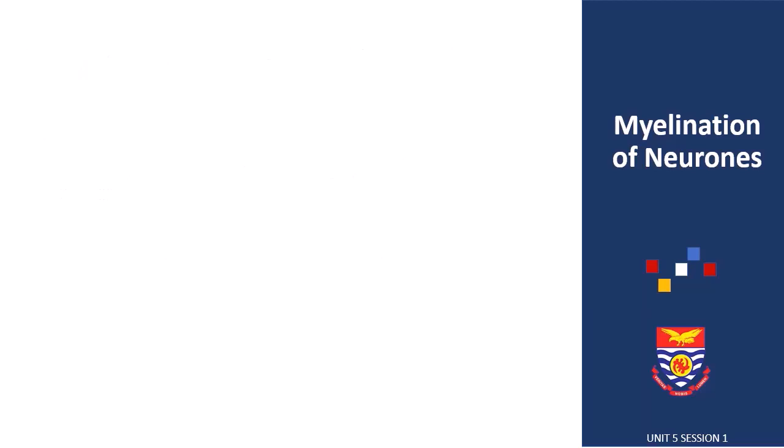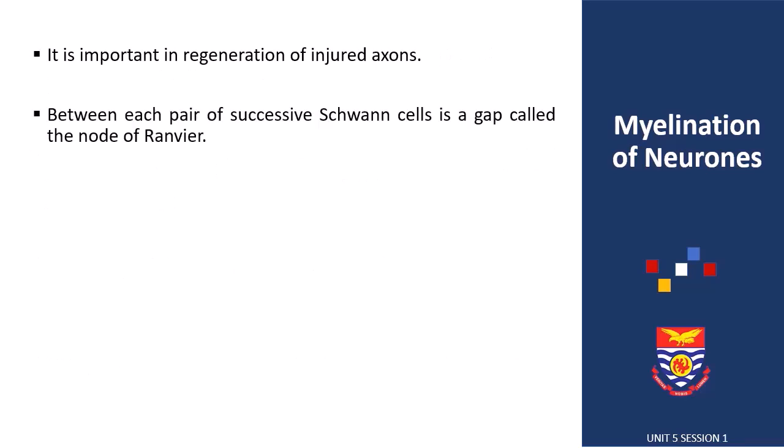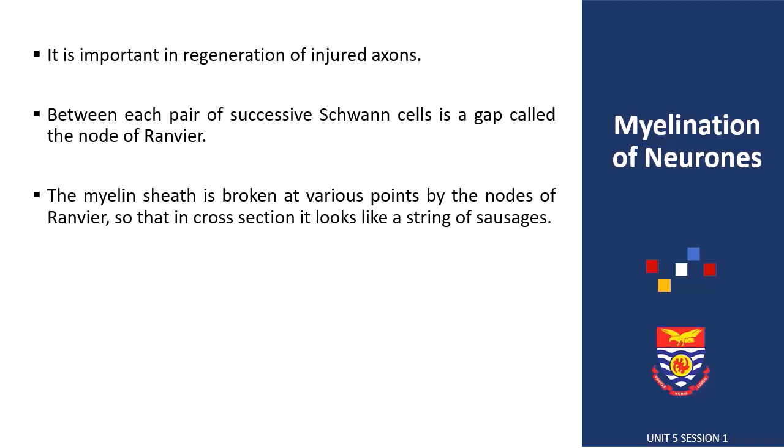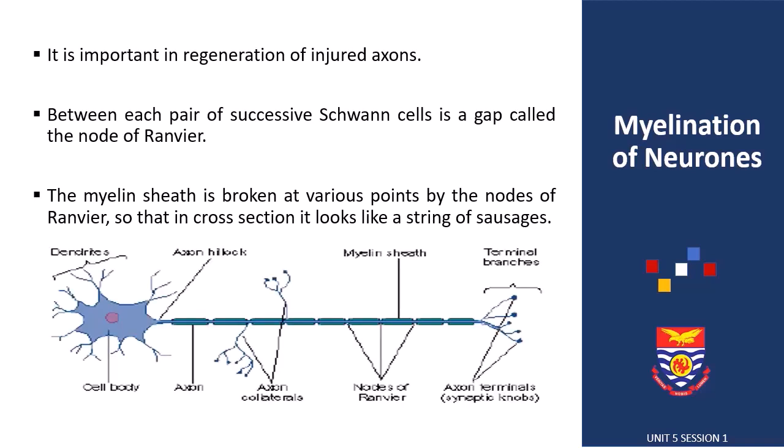The myelin sheath is important in regeneration of injured axons, and between each pair of successive Schwann cells is a gap called the node of Ranvier. The myelin sheath, which is broken at various points by these nodes of Ranvier, looks like a string of sausages when observed in a longitudinal view, as shown in the figure.